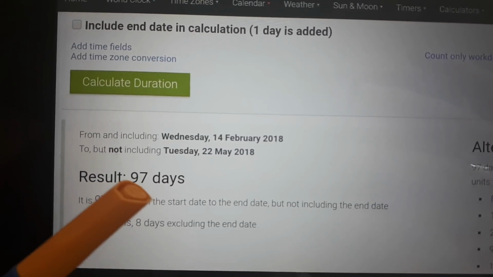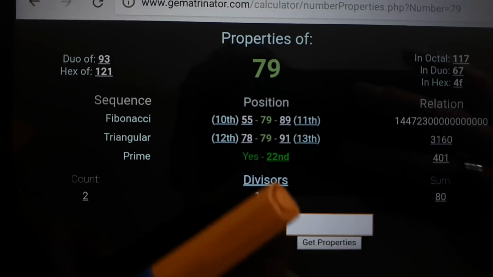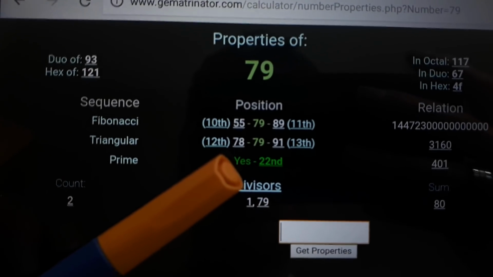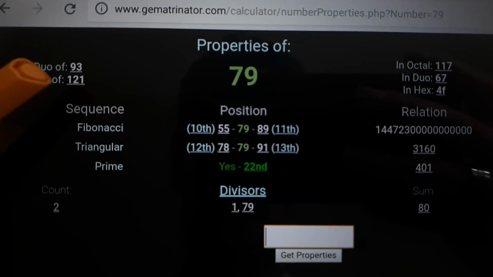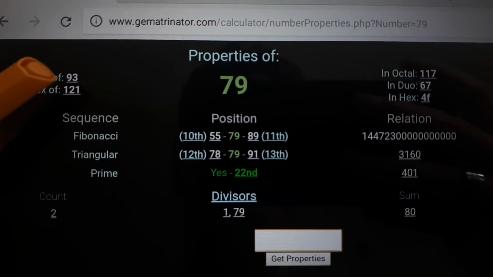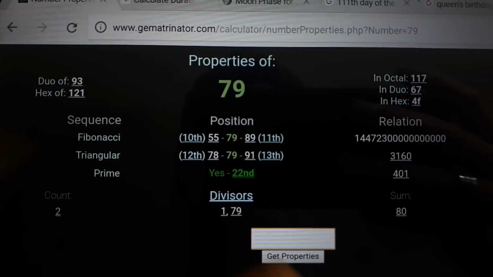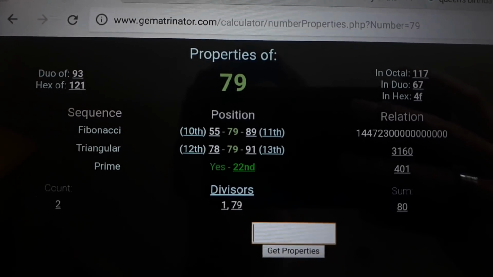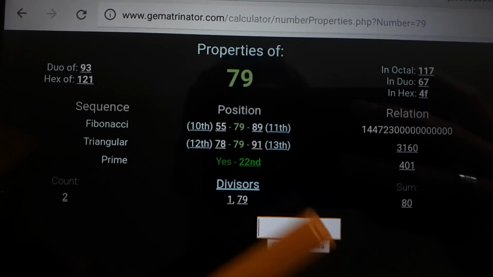Just want to show reversing 97 as well. 79. That gets you the 22nd prime. That's the date we're talking about, 22nd of May. Duo 93, 3 times 31. Saturn again, Satan, 121, 12, time number, 67, 117, 22nd.